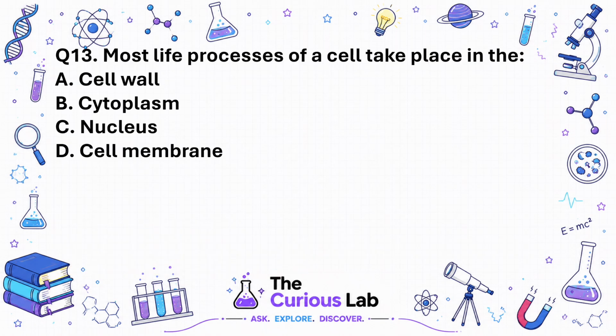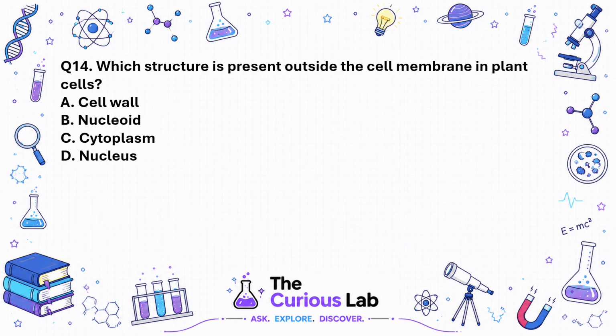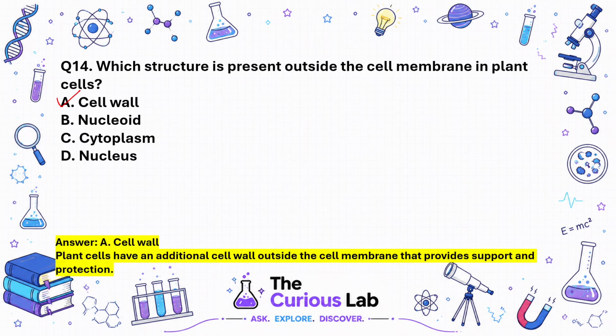Next question. Most life processes of a cell take place in the cytoplasm. Yes, we know that all the reactions take place in the cytoplasm. Which structure is present outside the cell membrane in the plant cells? It is cell wall to give the cell protection.